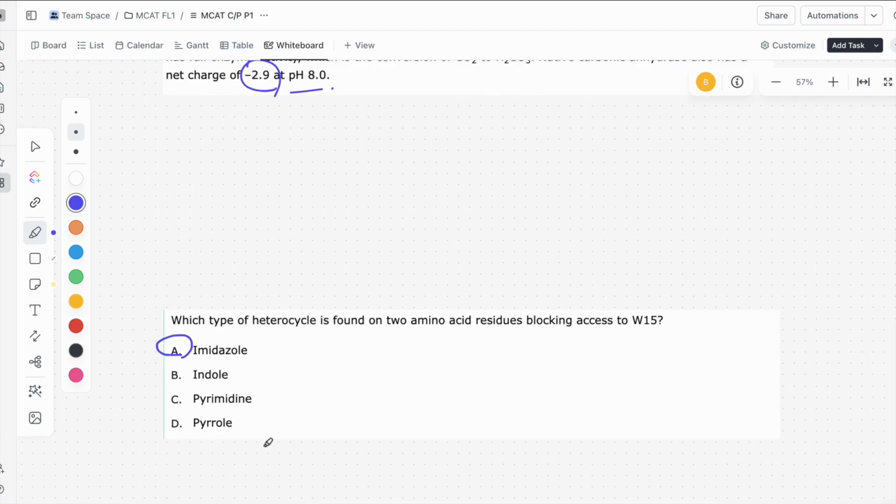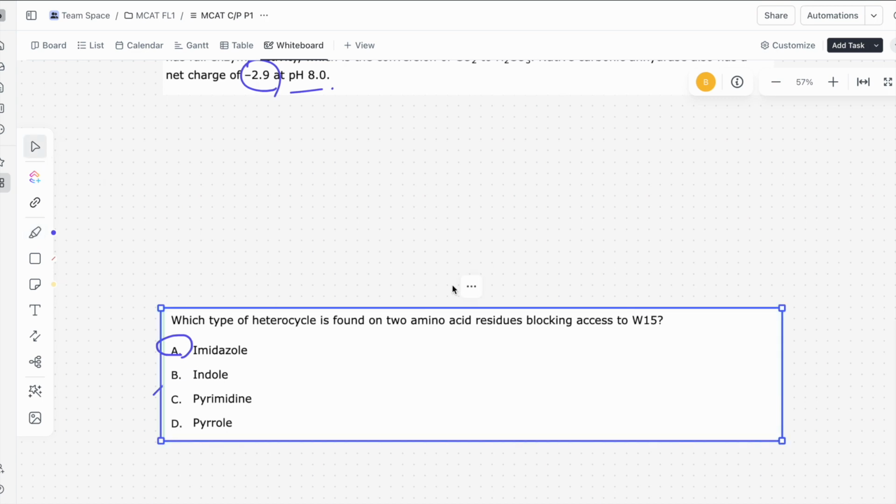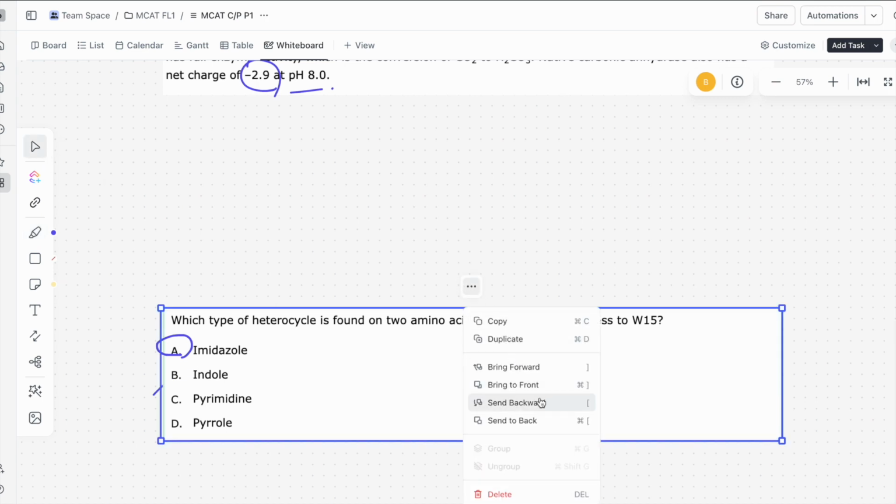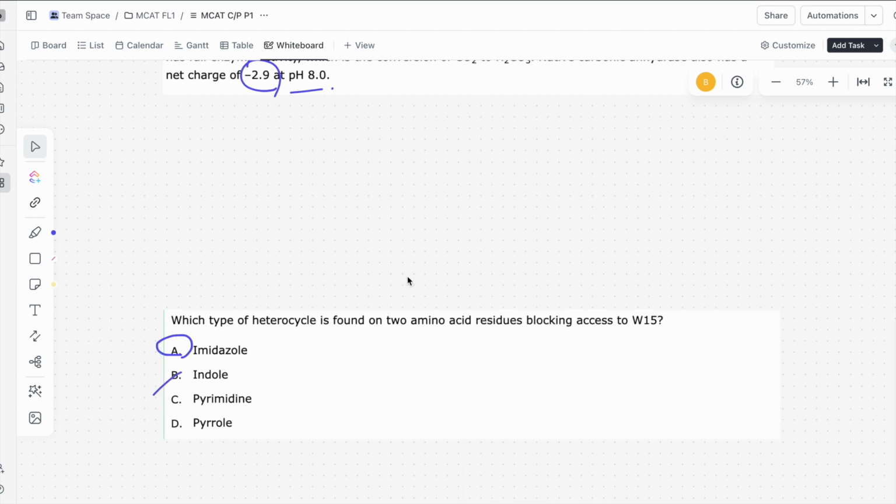So if you know it's not going to be a pyrrole, and it's not going to be a pyrimidine, and you know that indoles belong on tryptophans, then the only group that histidines can have that you haven't thought about yet is the imidazole. So that's a way you can think about it. But like I said, the best way is just knowing the structures of the compounds listed out here.